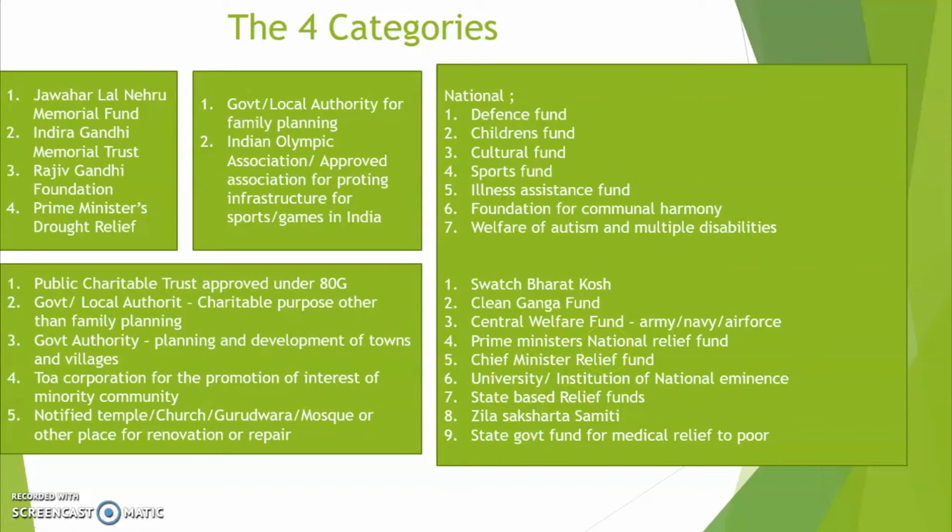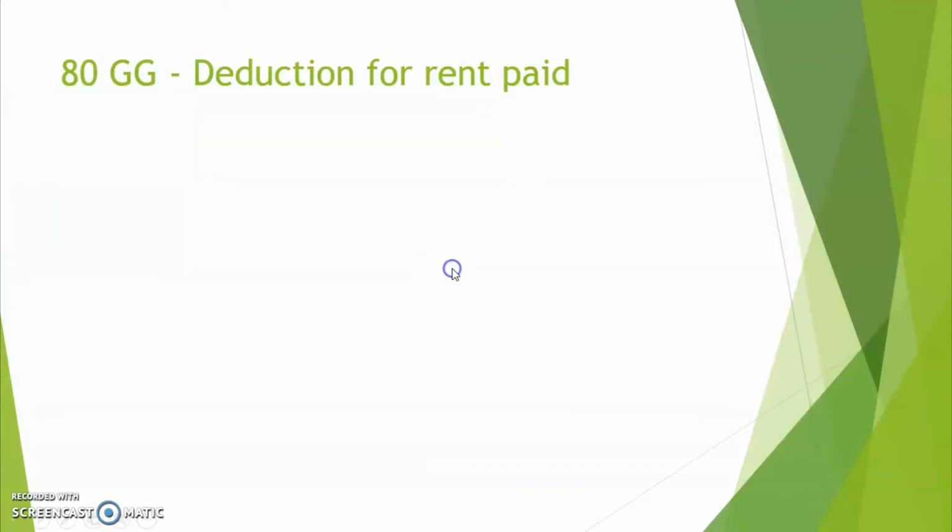Got it? So these are the 4 categories: 50% of actual amount, 50% of qualifying amount, 100% of qualifying amount, 100% of actual amount. Alright? Done? Now let's move on to the next section, that is section 80GG, deduction for rent paid. So let's check it out.